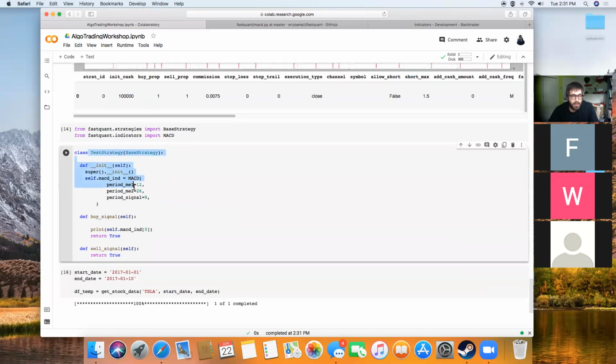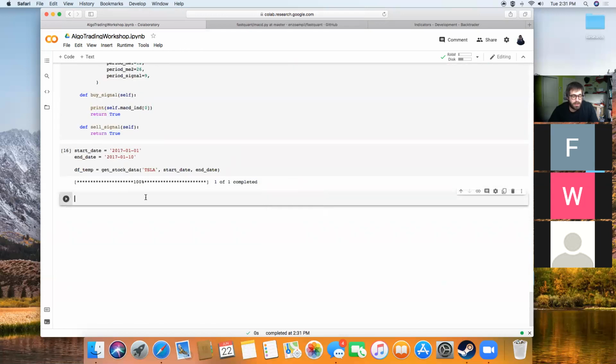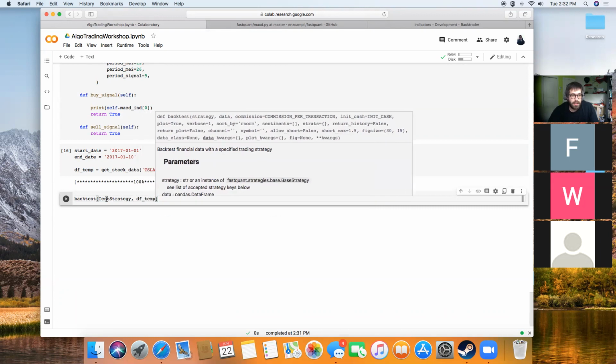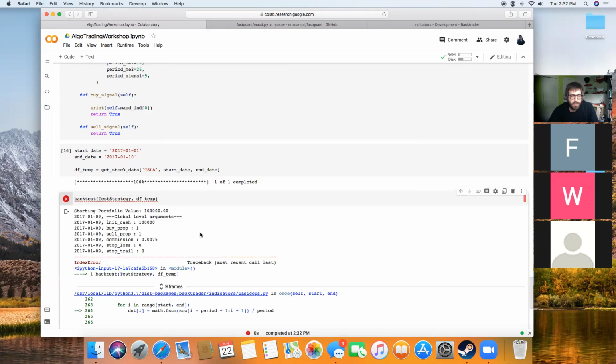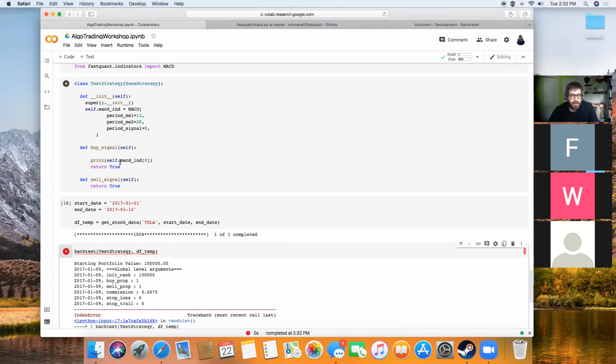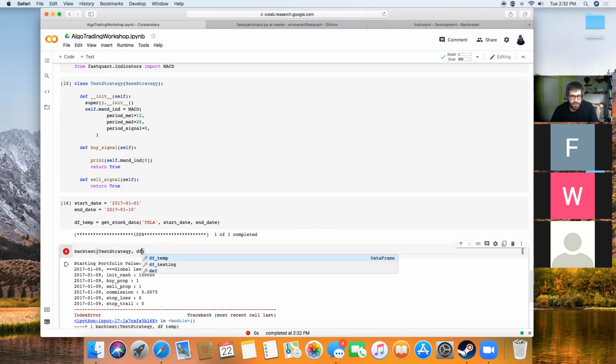Okay, so I already ran this, so I have now a class called test strategy. I just want to see if it will print stuff. So backtest, I passed the test strategy, and for the data, I passed this new data frame. Array assignment index out of range. Okay, I think because the MACD requires more data than what I passed, like 10 days. Let's try it with the full data.